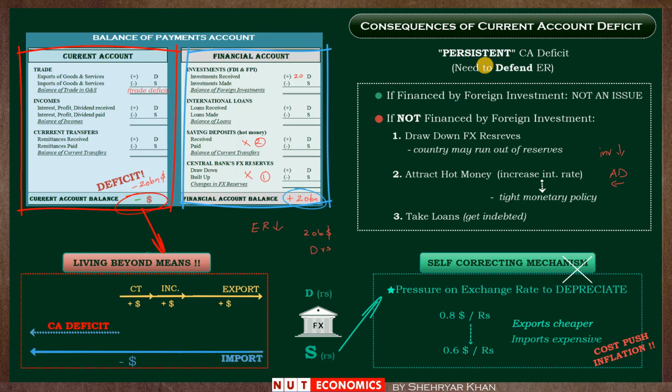Then you need to defend your exchange rate, and the only safe option, remember, is if you are attracting foreign investment inflows. Otherwise, and that would be the core of your answer of when current account deficits are really bad, when they are not financed by foreign investment inflows. And you need to explain the sequence, sort of the road to trouble that the country will take. Starting off from drawing down of FX reserves, then attracting hot monies, and when it runs out of these two options, it will eventually have to take loans. And IMF will then start putting very harsh restrictions on the country, and it will force you to do a lot of other things, politically as well as economically, that you may as a country not wish to do.